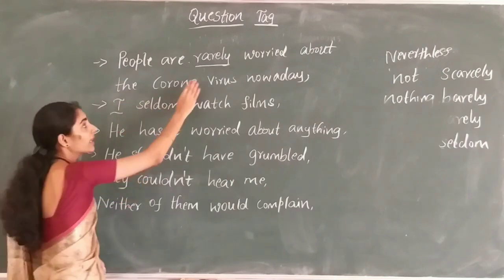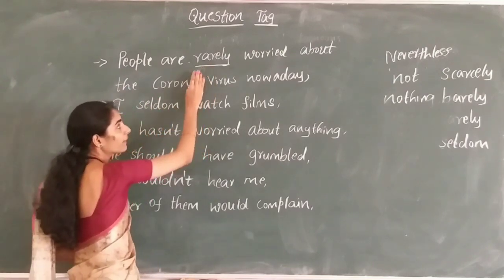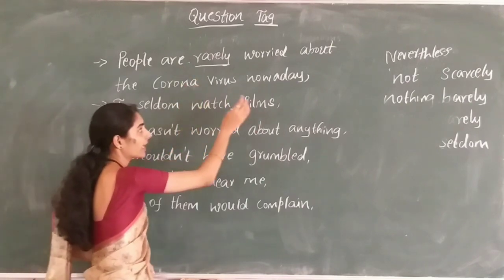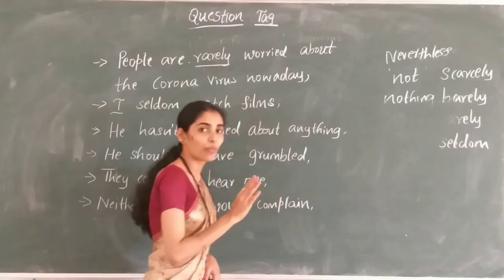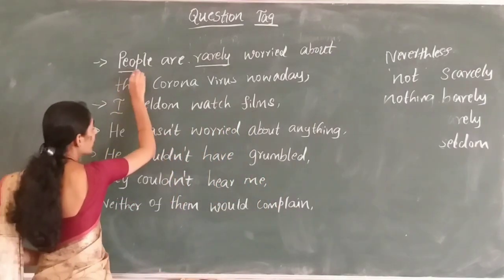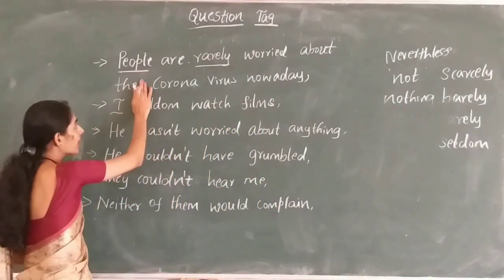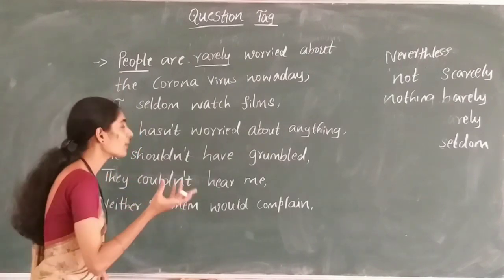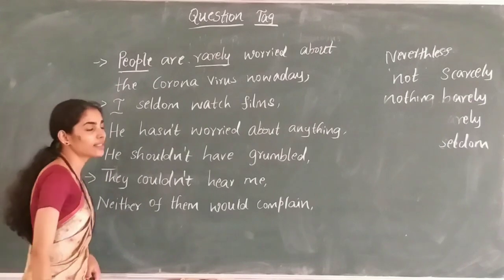Why? Because rarely is a negative word and this sentence is negative, and that is why the tag must be positive. So again here you cannot write people. You have to write they. The personal pronoun for people is they.